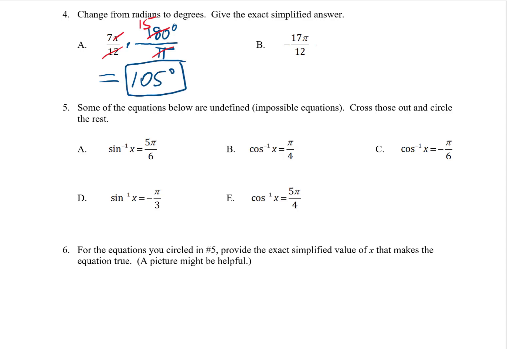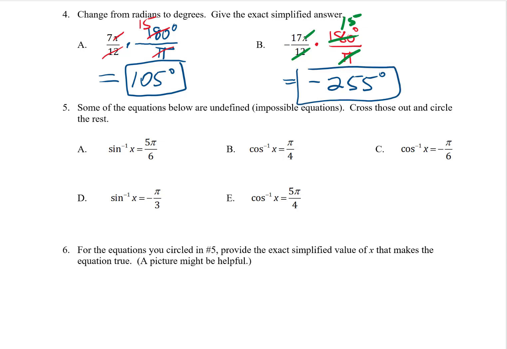Basically the same thing here in part B. Multiply by that 180 over pi. This time, again, the pi's cancel. Again, 12 goes into 180 15 times. And when you multiply negative 17 times 15, you end up with negative 255 degrees.